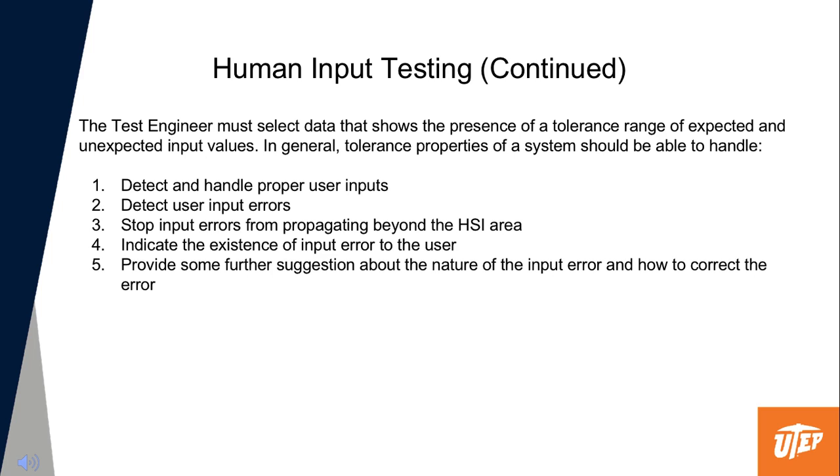The test engineer must select data that shows the presence of a tolerance range of expected and unexpected input values. In general, tolerance properties of a system should be able to handle: 1. Detect and handle proper user inputs. 2. Detect user input errors. 3. Stop input errors from propagating beyond the HSI area. 4. Indicate the existence of input error to the user. 5. Provide some further suggestion about the nature of the input error and how to correct the error.